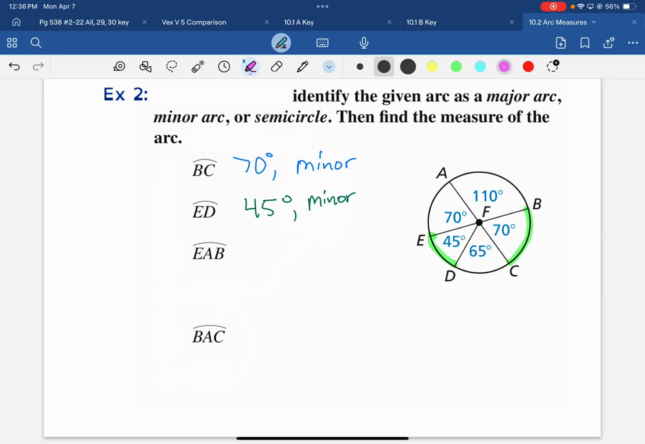Next one, EAB. Okay. Now, same thing. Y'all watch here. Should I do EAB like EA and then come back to B? Or should I do just EAB like that? First or the second way? Second way, right? Okay. I'm E to A and then to B. What do y'all think we do with those two numbers that's included in my arc? Add them. So I'm going to do 110 plus 70, which gives me 180 degrees. And Annika, 180 degrees is major, minor, or semi? Semicircle.